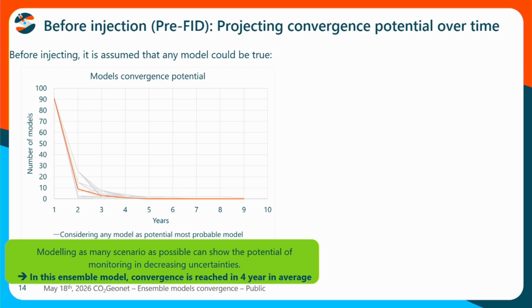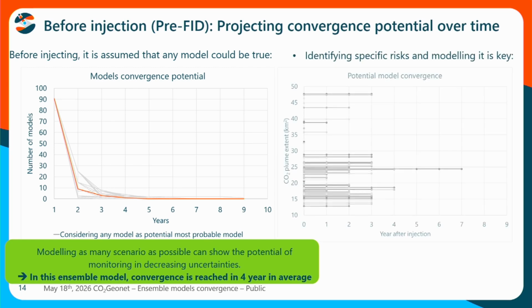Well, and importantly, we can also identify critical timing. Let's see here, you can see the lifetime duration of each model. So you can see that the biggest CO2 plume shape is led by the 48 square kilometers at the top, and the lifetime of this model is approximately 3 years. So in 3 years, you will know if this model is really happening on your field.